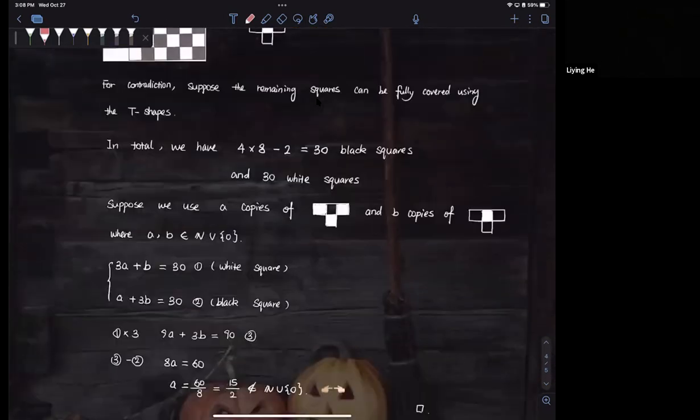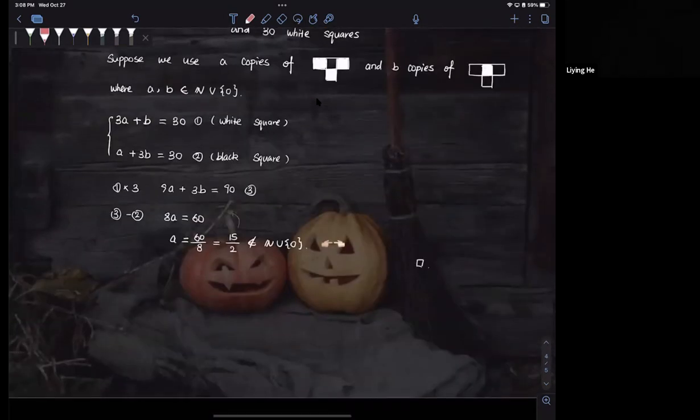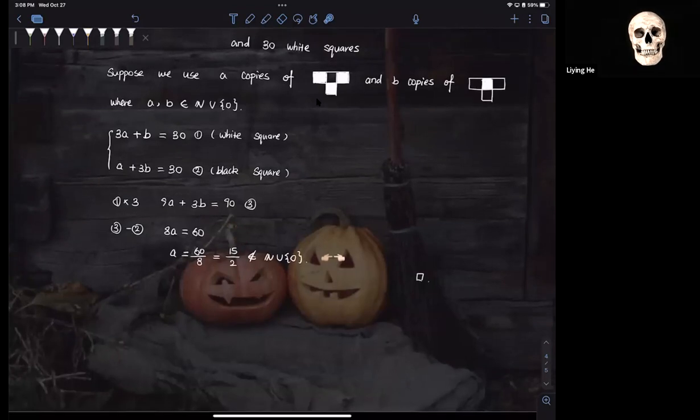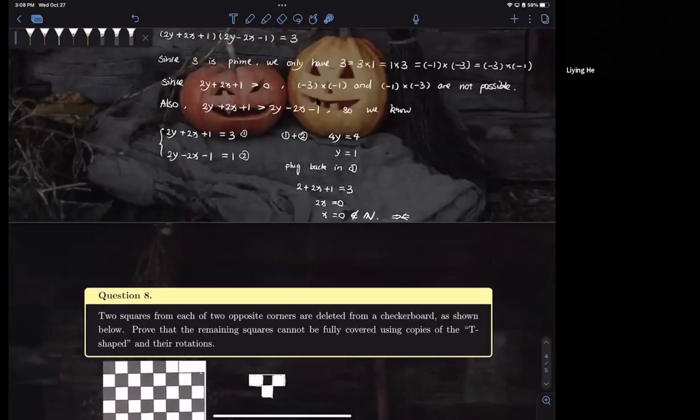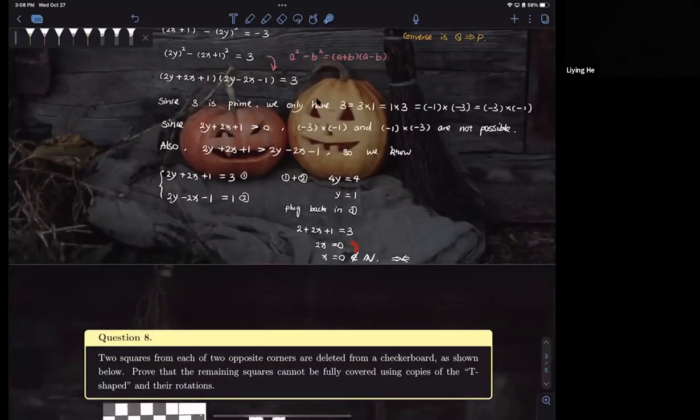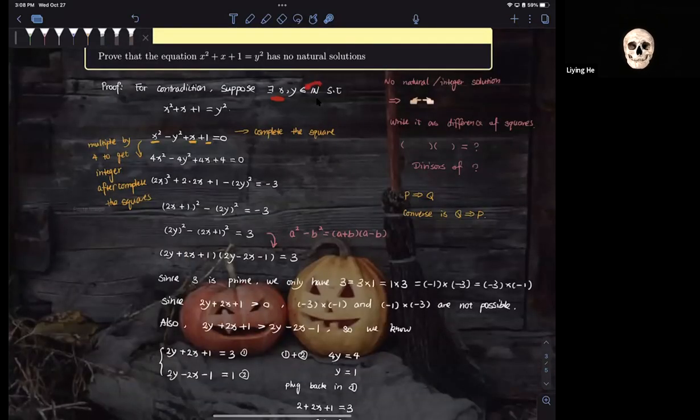Bottom 2 lines. This? These lines, here to here. 2x equals 0, so x equals 0. 0 is not a natural number. We said x has to be a natural number, so it's a contradiction. Does that make sense? 0 is not a natural number.